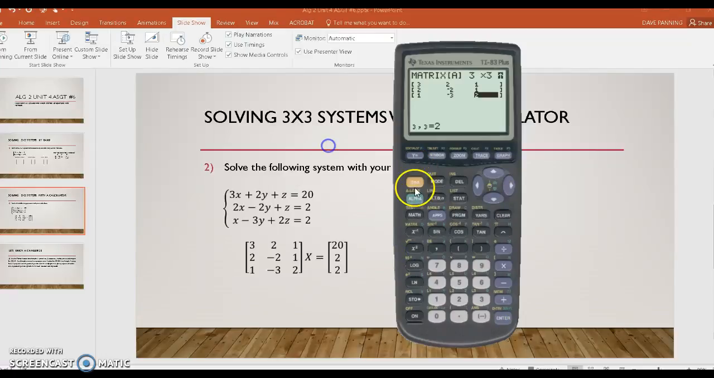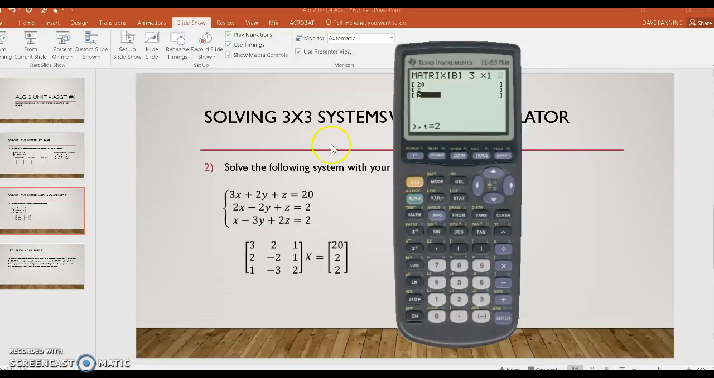And I'm also going to edit matrix B. Oops, I want to go to matrix B, so let me go back to matrix B. I'm going to scroll down to B. This is a 3 by 1 matrix, and I want it to be 20, 2, and 2.